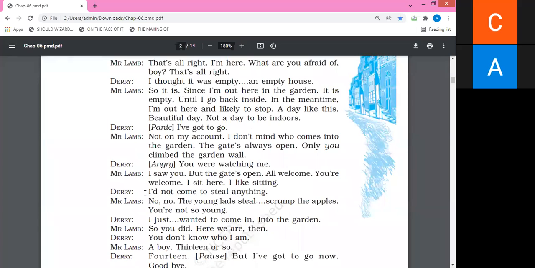Now just look at the dialogue of Derek or Daddy. He wanted to highlight that he had not entered the garden thinking that he would steal apples.